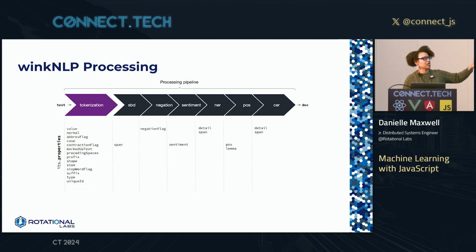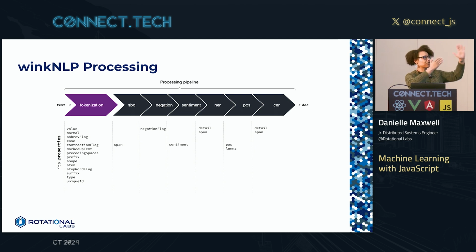As you can see here, I have this screenshot that I took from their website to explain exactly what is happening when your text is being processed. So with Wink NLP, for example, in the demo that I have, a person can input text. The text is then tokenized. And from there, where it says its properties, it has value, normal, case. So it's doing all of these different kinds of processing, like lowercase, uppercase, stop words. It's looking for type, suffixes, these different things.